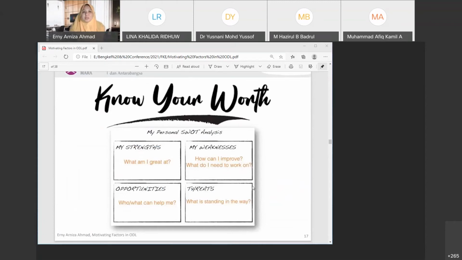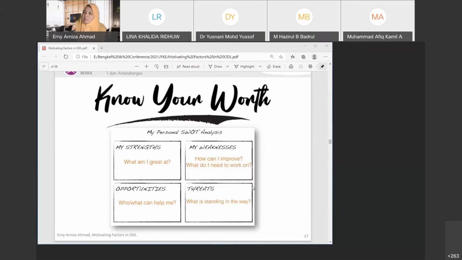Okay, sebab selalunya you buat SWOT analysis untuk company ni kan, untuk business ni kan. Have you ever do this to yourself? So COVID-19, ODL ni lah masa dia, untuk orang kata apa, salah satu dia punya main benefit dia untuk kita kenal diri sendiri. Okay, know your worth. Right, so this is the what we call that the template.